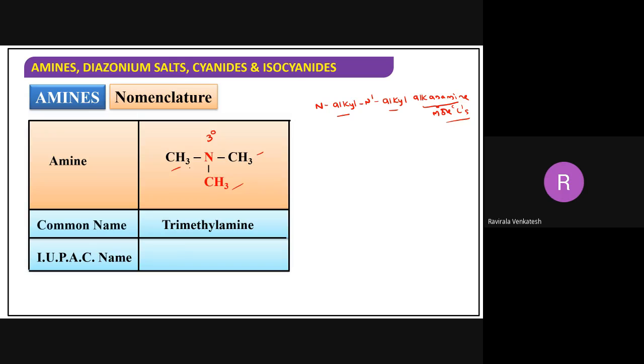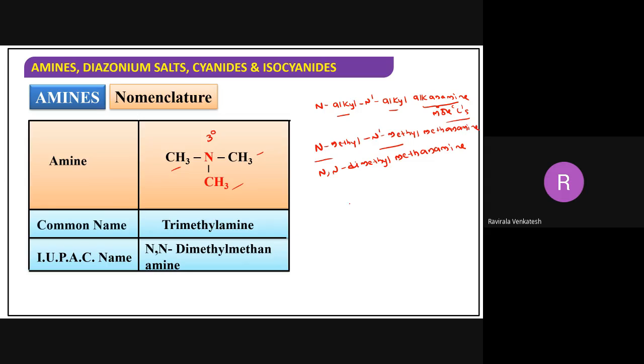Now you observe here, N-methyl. Right? Next, one more N-methyl. And for example, let us just assume it is having the longest carbon chain. So what will it be? Methanamine. But N-methyl, both are the same. So you can write N,N-dimethyl methanamine. In this way, we can give it. So you will get N,N-dimethyl methanamine.